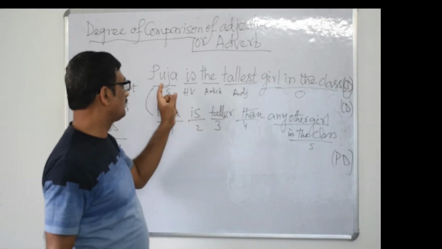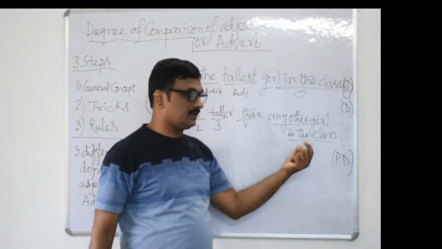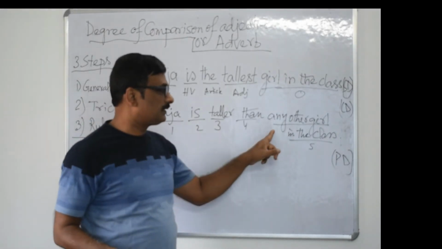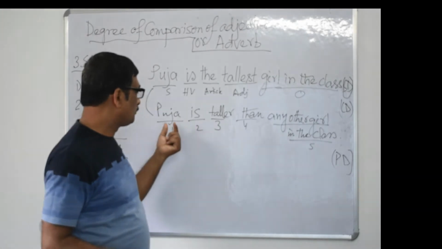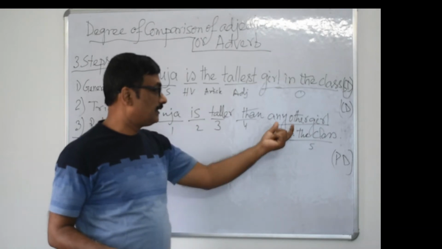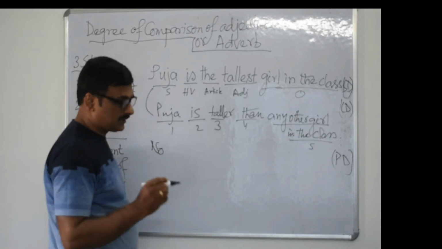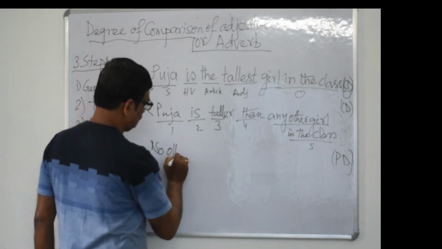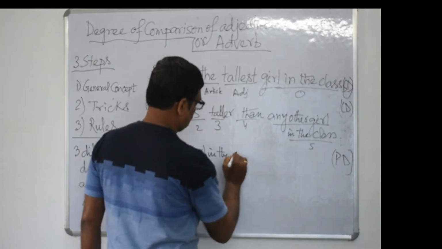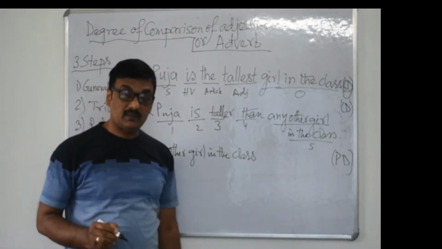So what is the object here? Puja is the tallest girl in the class. Any other girl in the class. Here little changes take place. In comparative degree, any other is used because Puja is taller than any other girl in the class. So in positive degree, any other becomes no other and comes to the place of subject. No other girl in the class.